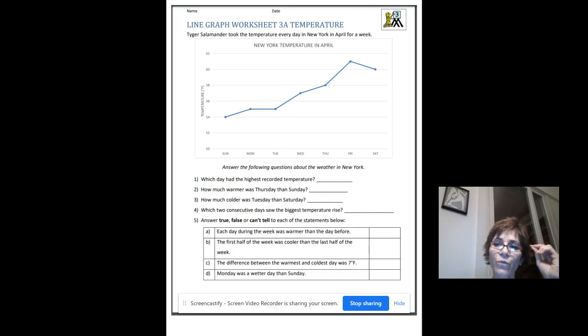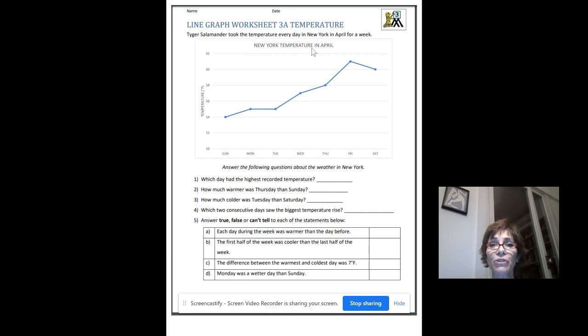But first of all, when we're looking at any kind of graph, what is the first thing that we need to look at? Think about it. The first thing we need to look at is the title, because the title tells us what kind of information is being displayed. What am I looking at? So yeah, I'm looking at a line graph, but what is it? Let's go and look at the title.